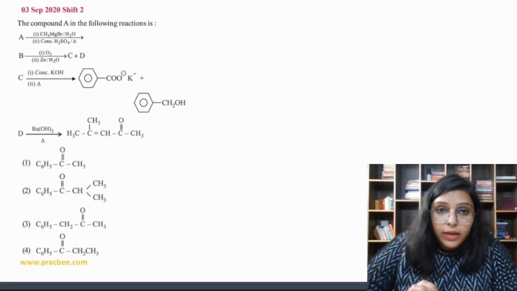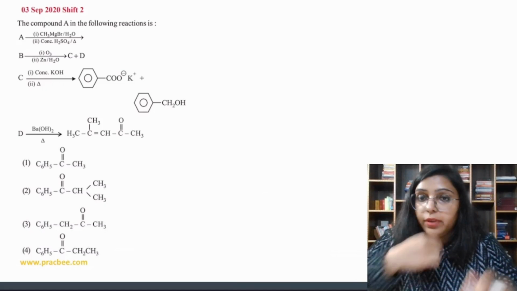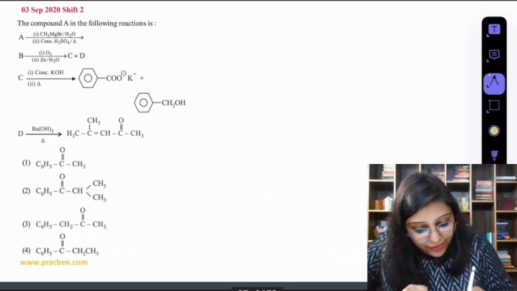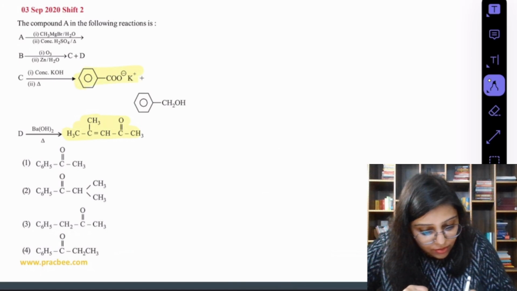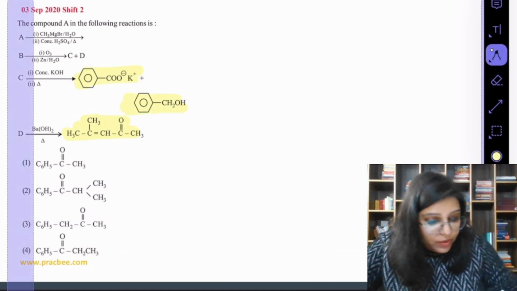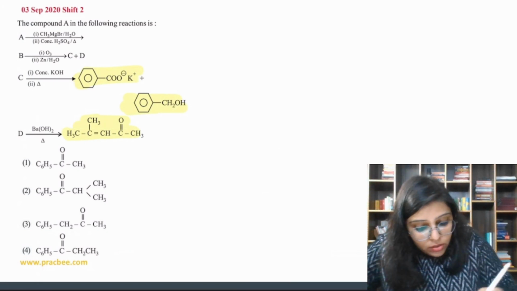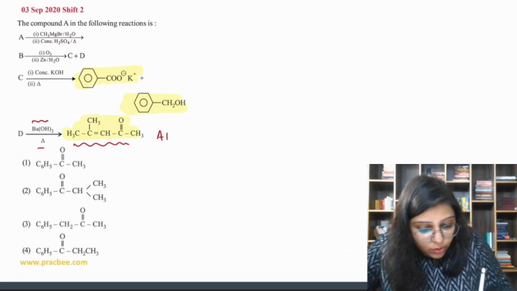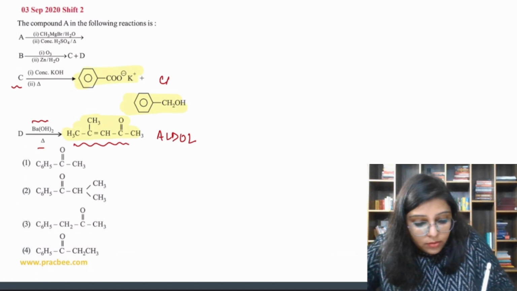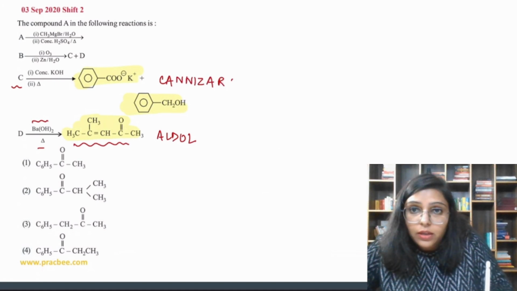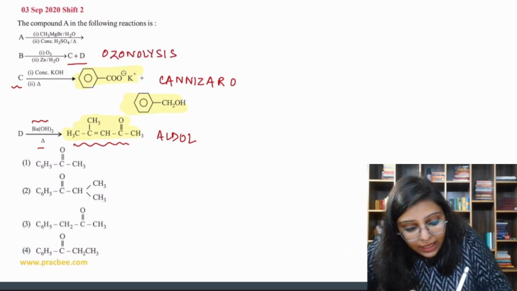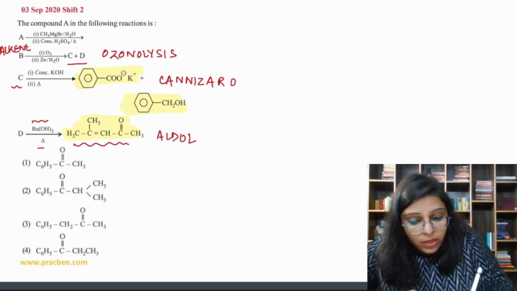Okay, now next question. The compound A in the following reaction is this. We have to find A, and we have this final compound. So it means we have to do reverse reactions. So let's do it. How can we form D? This is barium hydroxide and this, so it means this is aldol. How can we form C? By Cannizzaro. Now C plus D, here we have ozonolysis. So B must be an alkene. Okay, if B must be an alkene, here we have the alkene.